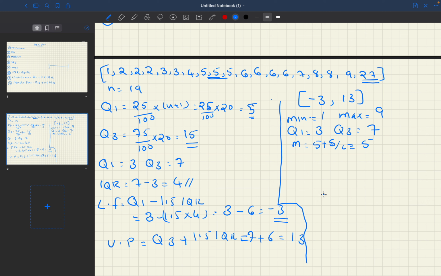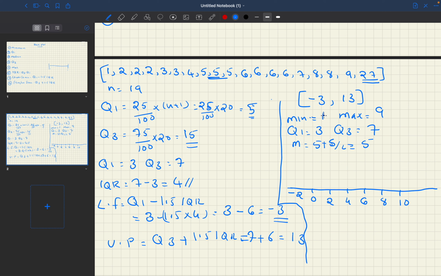Now we can draw the line and map it here. We can start with minus 2, then we have 0, then 2, 4, 6, 8, then 10. Now we can try to plot all this.